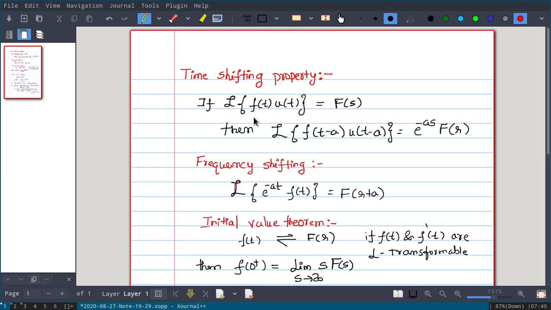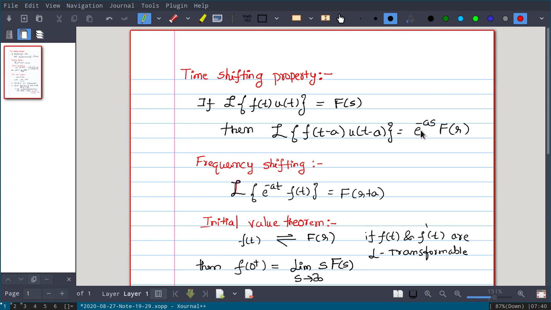Time shifting property means if f of t u of t has Laplace transform F of s, then f of t minus a u of t minus a, a shift in the time domain, will be equal to e power minus as into F of s. So in the complex frequency domain, it will be multiplied by e power minus as.